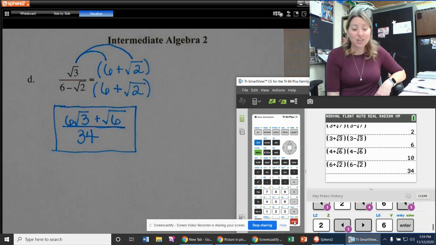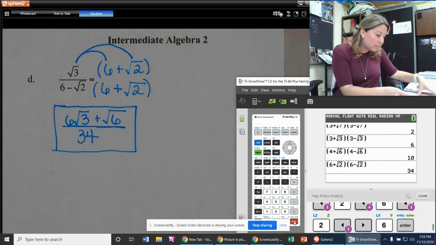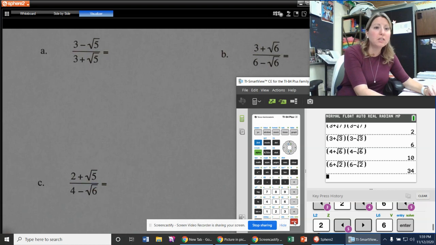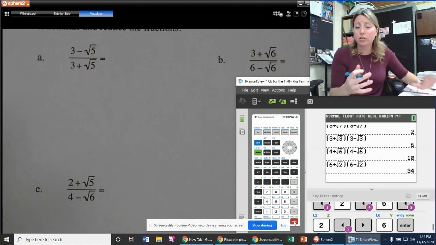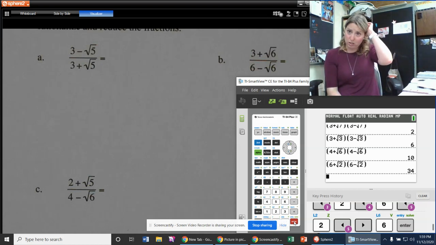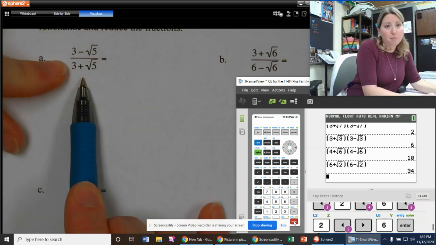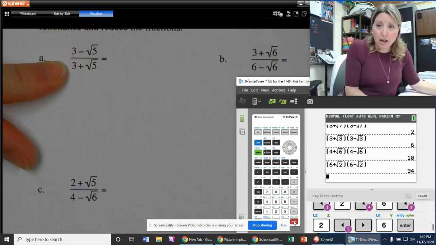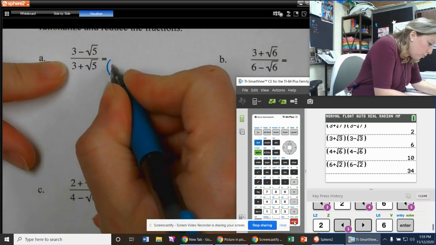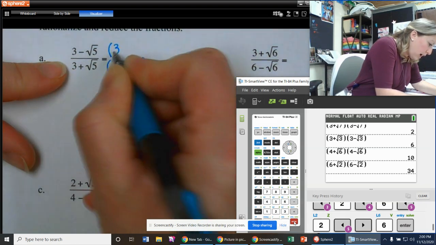Okay, let's look at these ones that have 2 terms in the numerator as well as the denominator. It's a little bit different, but it's exactly the same deal. It just might look like more work, and by saying that, it is. We still look to the denominator and multiply top and bottom by its conjugate. So 3 minus radical 5 is what we are going to multiply the top and the bottom by.